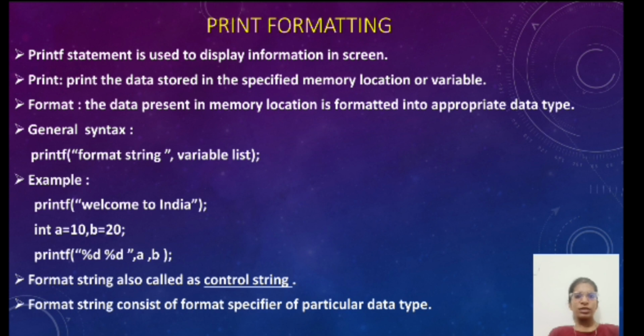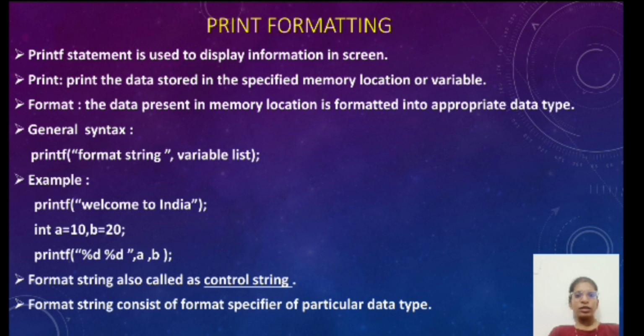General syntax goes like printf followed by parentheses, inside the parentheses in double quotes, format string, followed by variable list. Format string and variable list are separated by comma, and the statement ends with semicolon. Example for this output statement is printf followed by parentheses in double quotations, welcome to India. It is going to print welcome to India.